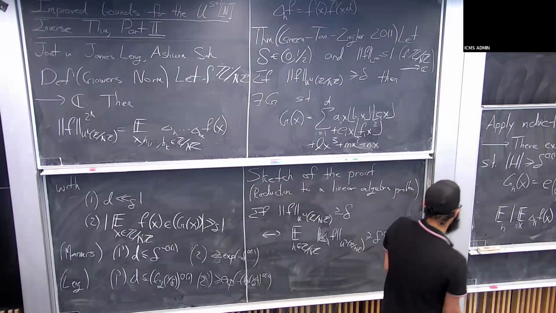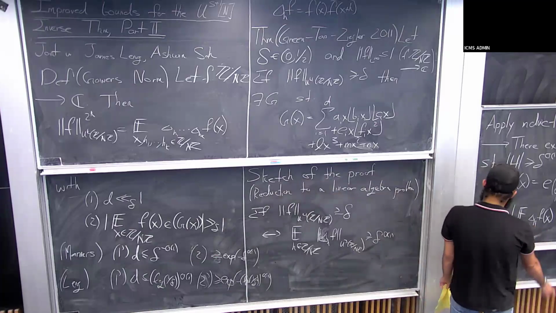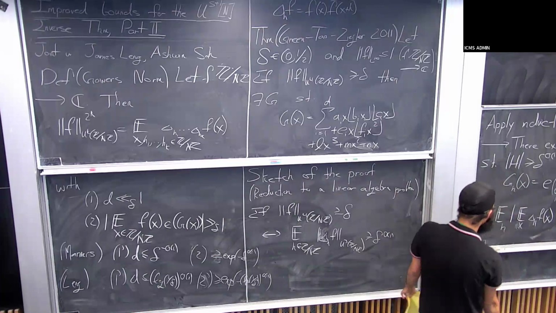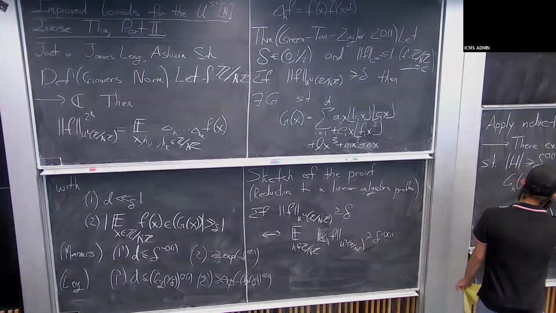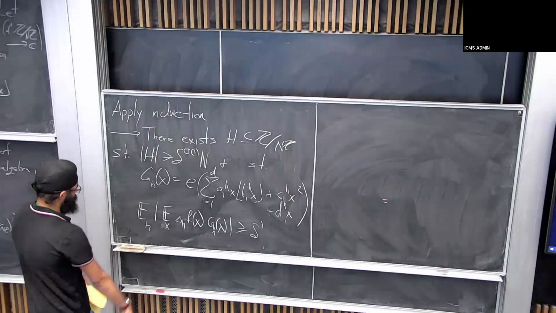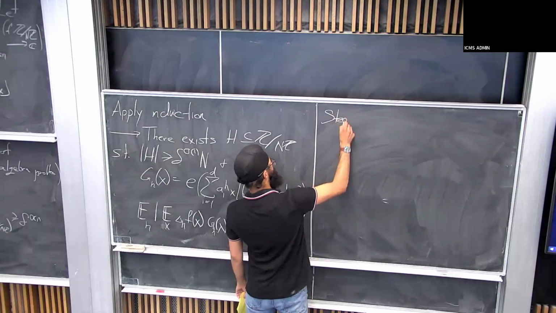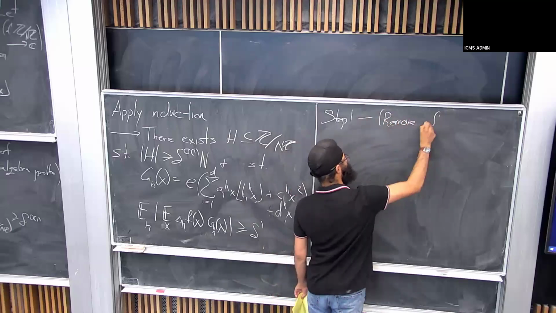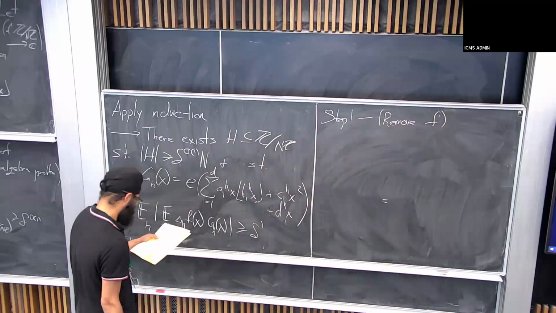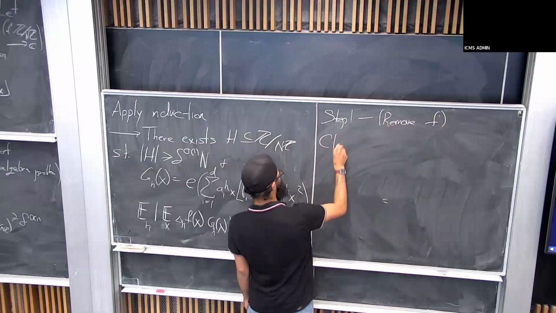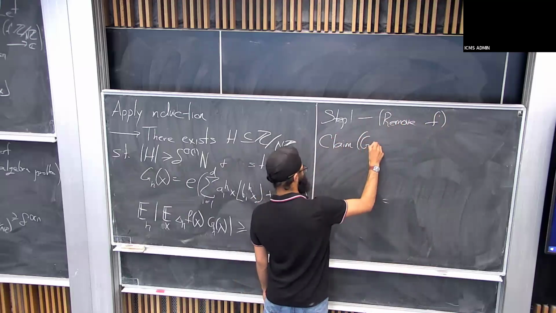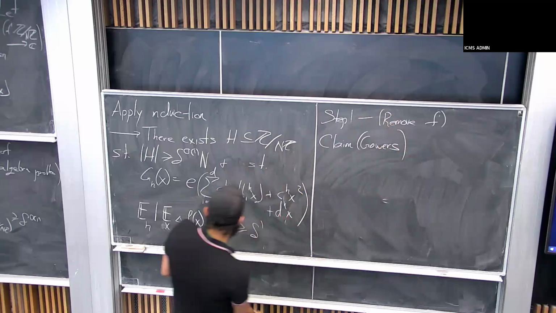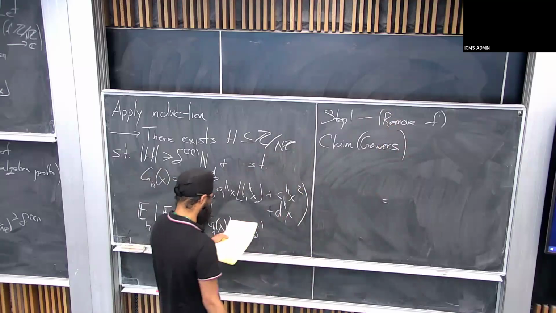So, okay. To start, this conclusion is initially somewhat unhelpful because there's this unknown function f. So step one is remove f. There's a claim, essentially due to Gowers, which says you can remove f at the cost of studying g along additive tuples.